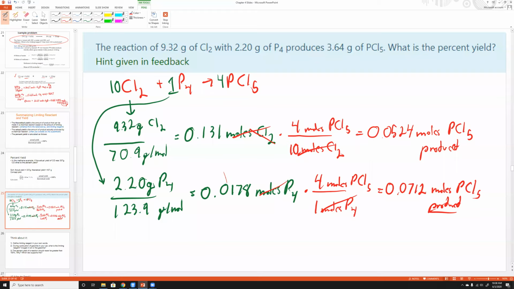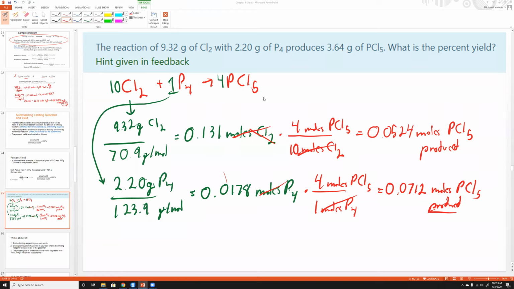I want someone to write it in the chat or say, just to know that you guys are still there. Chlorine, right? Yeah, chlorine. Good. So chlorine is the limiting reactant because when it reacts fully, it only produces 0.05 moles of PCl5, whereas P4 reacts to produce 0.07.